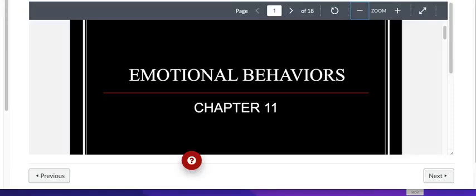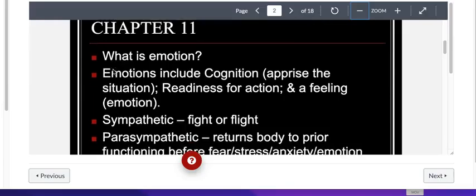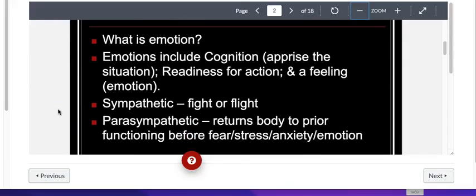Today we're going to talk about emotional behaviors, chapter 11. What are emotions? Emotions are integrated responses involving physiological arousal, for example, sweating, cognitive appraisal, for example, interpreting a threat, subjective feelings, example, fear, and behavioral expressions, example, fleeing. Kalat, our author, emphasizes emotions as evolved mechanisms for quick decision making in survival context.